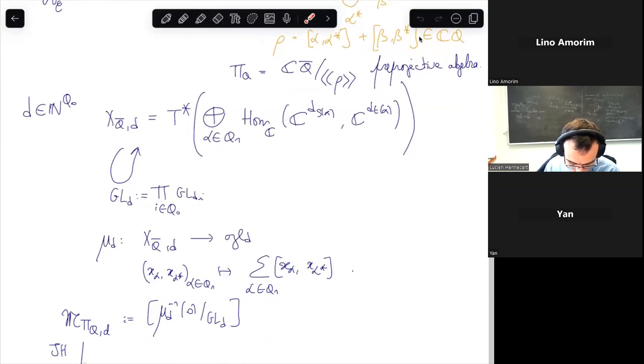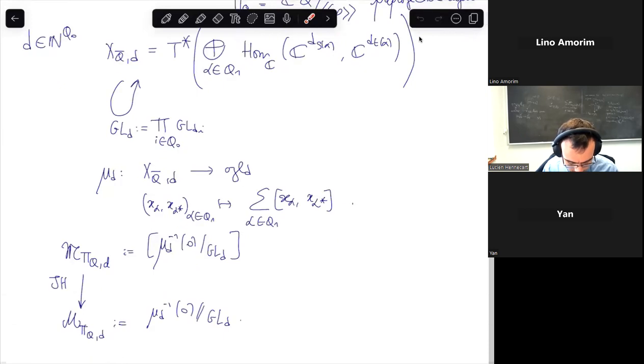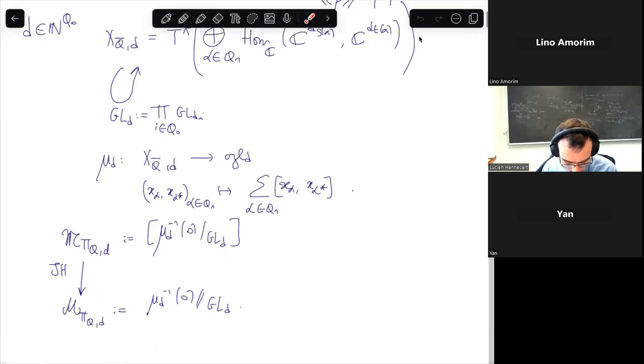So you have the moment map, which is quadratic and has an explicit description. It's a map from this representation space to the dual of the Lie algebra gl_d, which I identify with gl_d itself via the trace pairing. And it has this description: it is exactly the preprojective relation we saw earlier. The stack of representations of pi_Q, the preprojective algebra, is exactly the preimage of zero by this moment map, divided by the group action of GL_d. So this is a stack quotient.